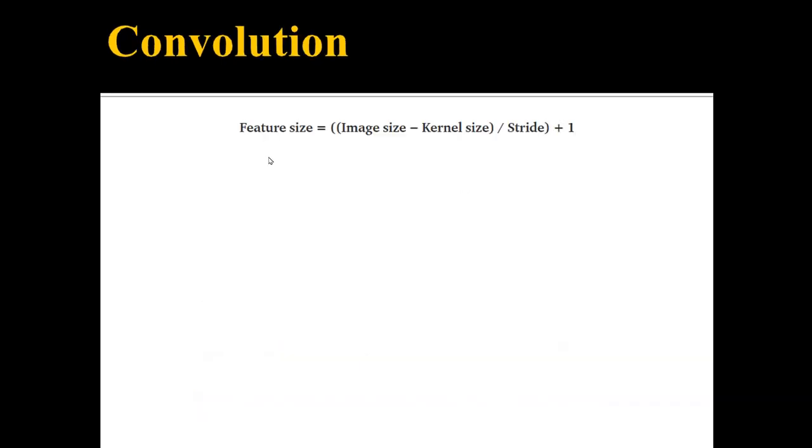Now, this is the formula to calculate the feature size. Feature size is equal to image size minus the kernel size, divided by the stride, plus 1. Here in this example, we have taken the image size as 5 cross 5. So it is 5. Kernel size is 3 cross 3, and we are moving it by 1 pixel. That is nothing but a stride of 1. Okay, stride value is 1, and plus 1.